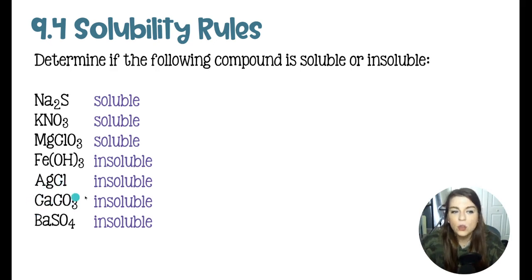Calcium carbonate. Carbonate, again, is kind of like hydroxide, where it doesn't usually like to dissolve, and calcium agrees, we're not dissolving, so that is an insoluble compound. And the sulfates also. The sulfates, again, are not known for their dissolvability, and barium agrees, we're not dissolving, so that is an insoluble compound.